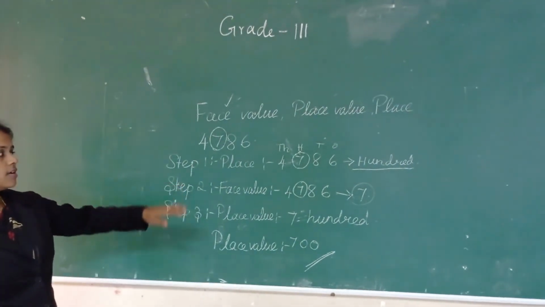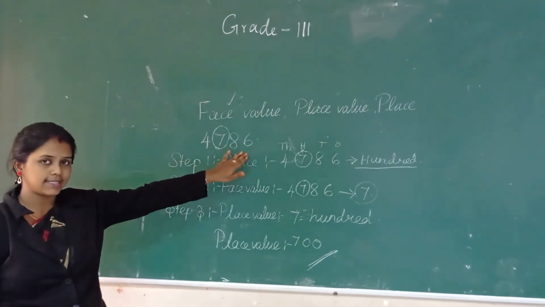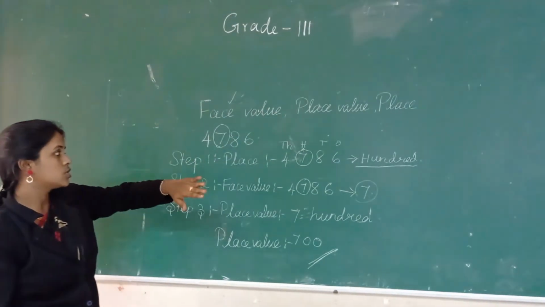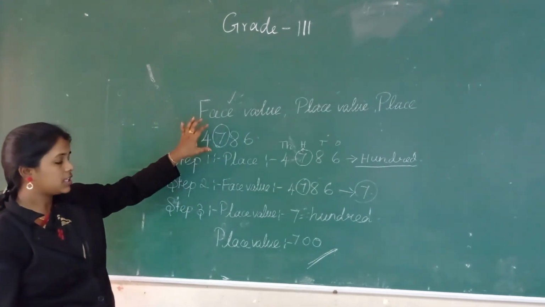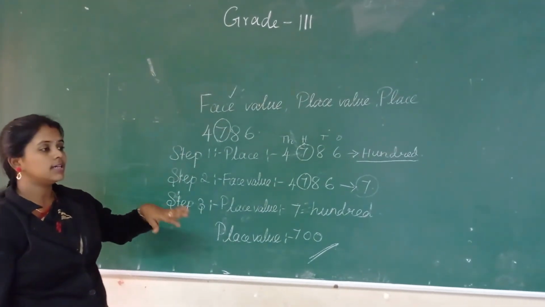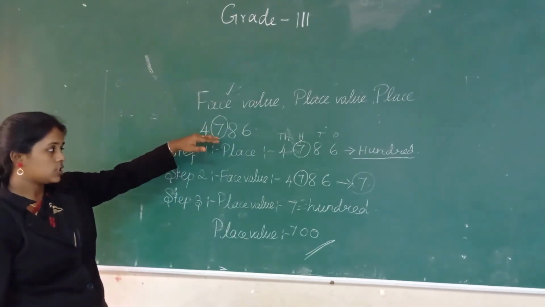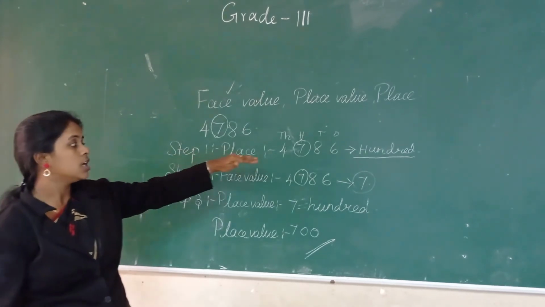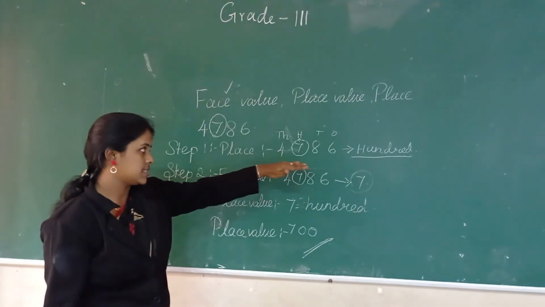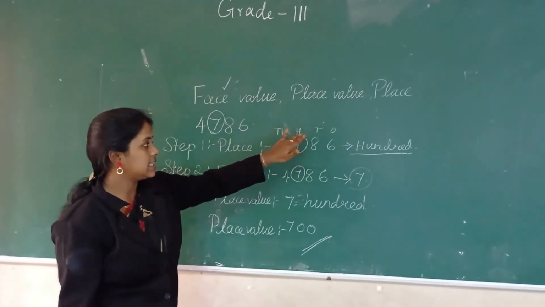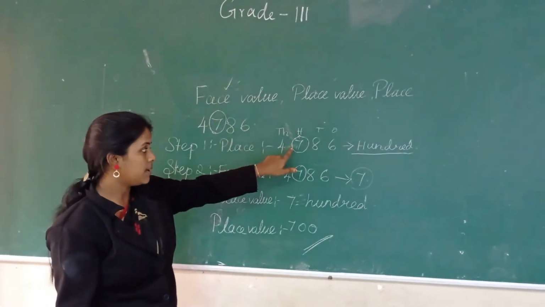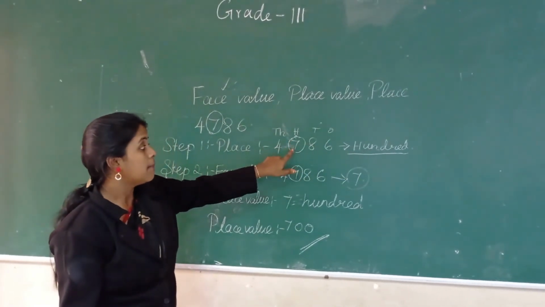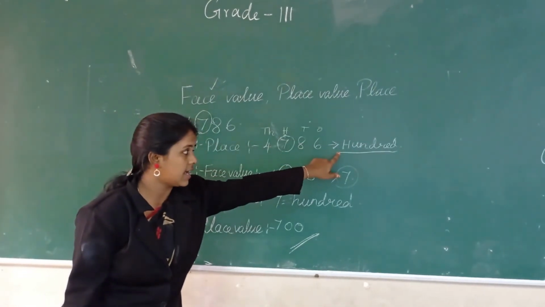So I repeat, for this 4786 we are going to find the place, face value and place value. When you want to find it, one of the numbers should be in a different color or circled or in a different size. Based on that, first we have to find the place of the number. For finding the place, you have to write the number first, and on top of the number write the places, see which number is circled and write the place of the number. So here 7 is circled, place of 7 is 100. So I have written 100 over here.